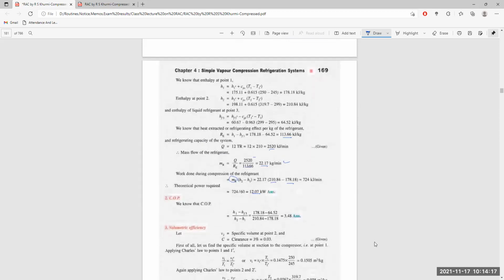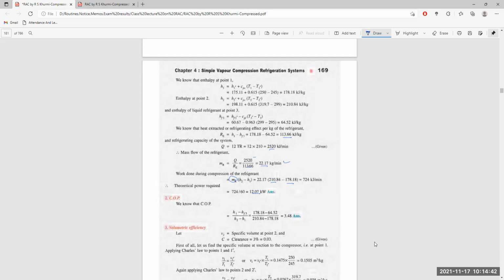Now, here we can safely calculate it. What is COP? H1 minus HF3 divided by H2 minus H1. That is the refrigerative effect created by the power consumed. So 178.18 minus 64.52 divided by 210.84 minus 178.18. That is 3.48. The answer is that.